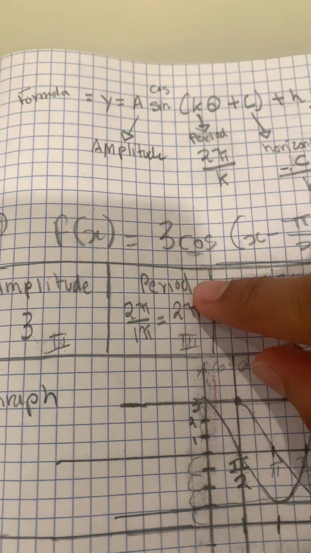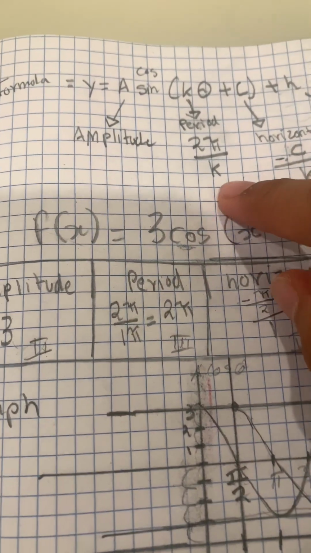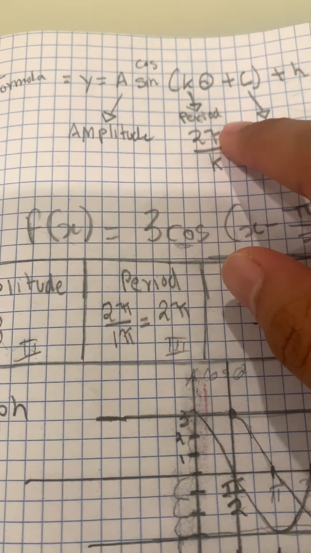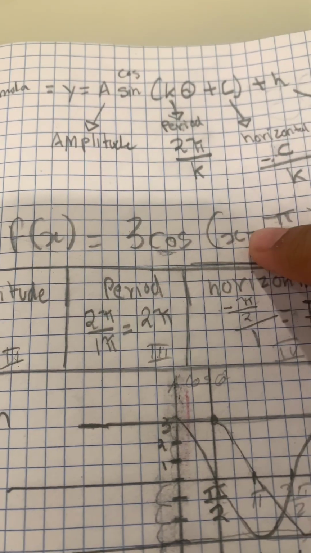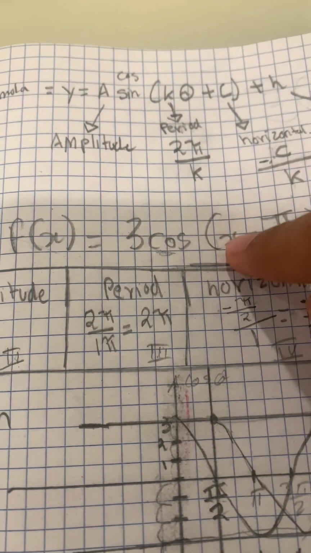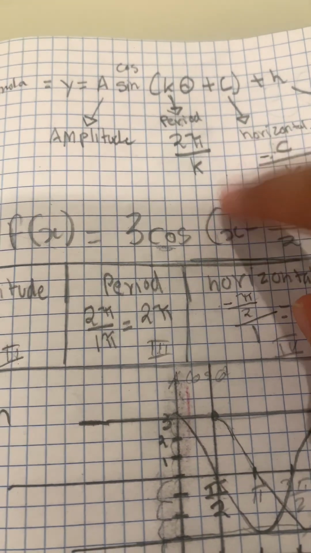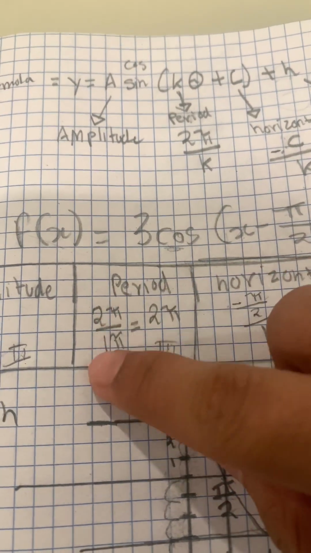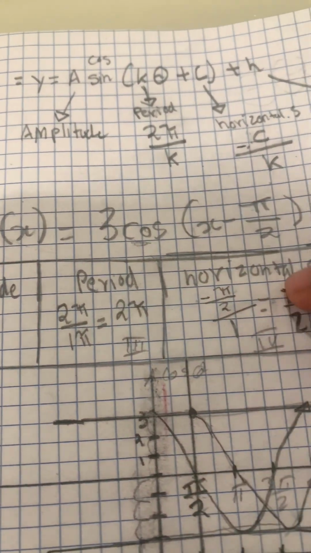For our period, we know that to find the period, we do 2 pi divided by k, which will be 2 pi divided by the number in front of x. And in front of x, there's no number, so it'll be 1. 2 pi divided by 1 equals 2 pi.